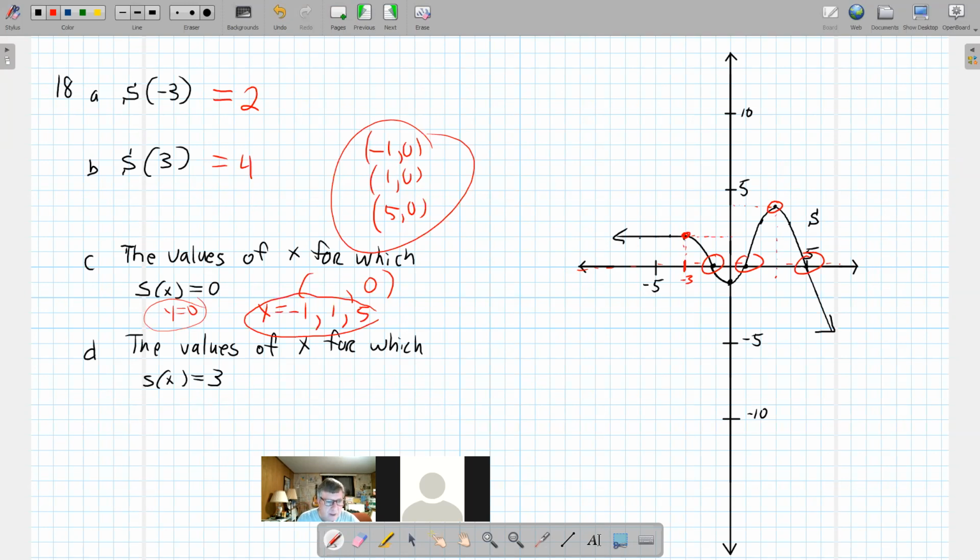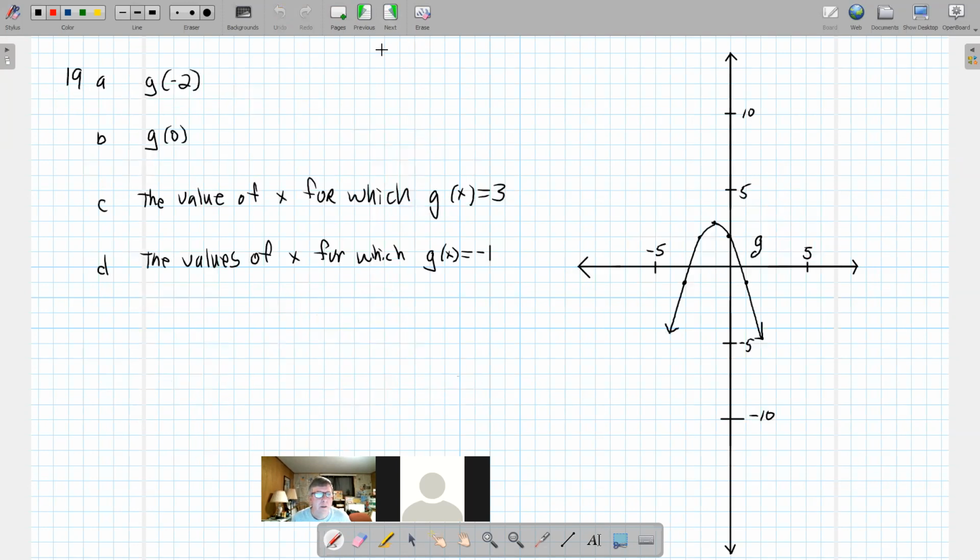All right. Part D, the values of x for which s of x equals 3. So now we're looking to complete this kind of ordered pair. Where does y equal 3? Right here and here. So x is what? 2 and 4. So we'd say when x equals 2 and 4. So far, so good? Okay. If I'm going too fast, if I need to slow down or go back, please tell me.